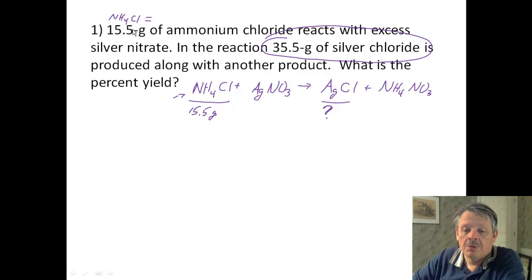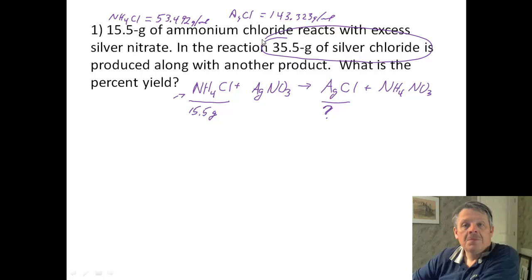And if we figure out the molar mass of NH4Cl, it is 53.492 grams per mole. And clearly we have to do the same thing for silver chloride. Silver, of course, is a lot heavier. So we find that to be 143.323 grams per mole. All right, we don't have to worry about limiting reactants because we're told we have excess silver nitrate.